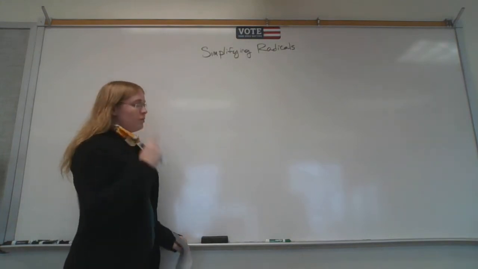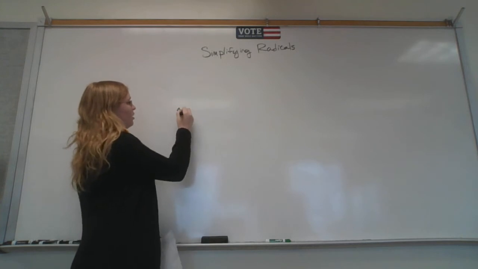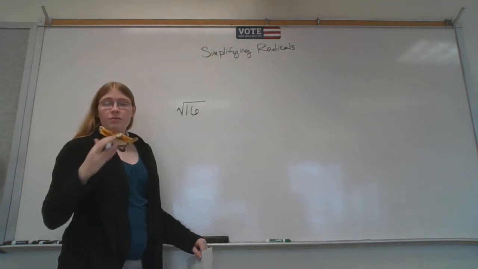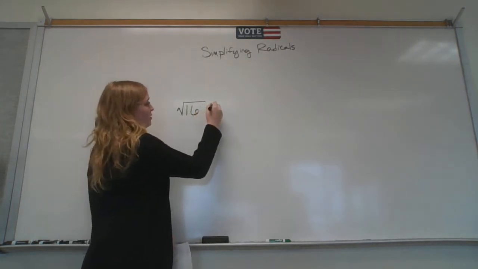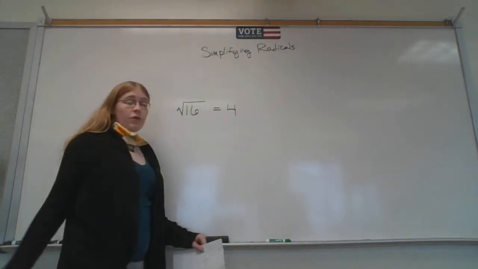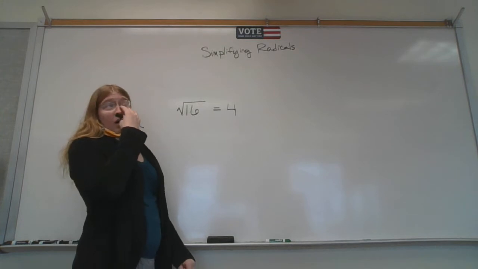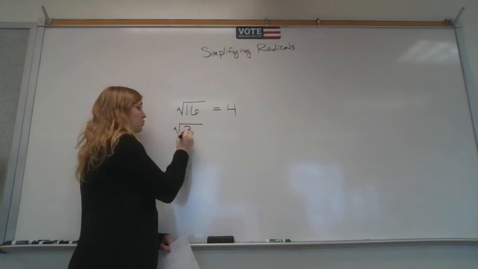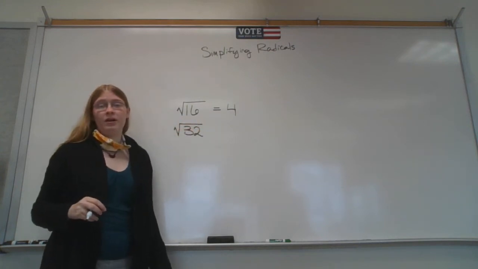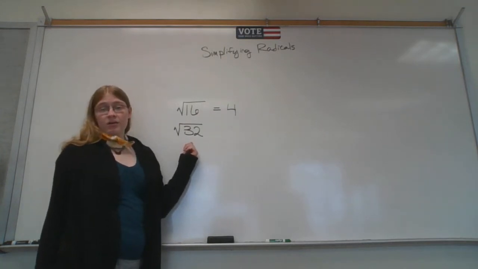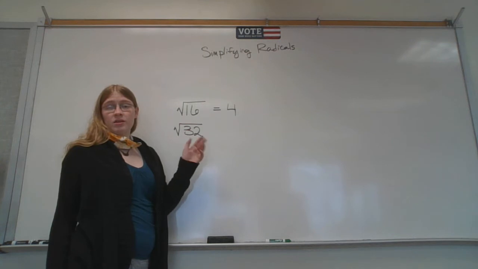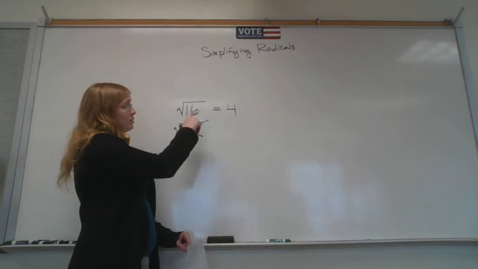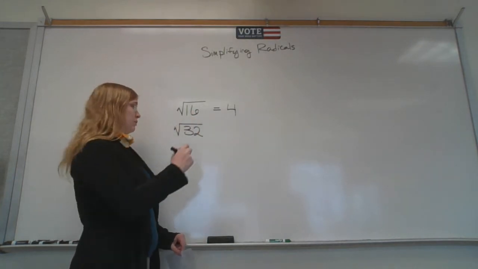Okay, so simplifying radicals. Now, if you saw square root of 16 under a radical, some of you would see that and instantly know that the square root of 16 is 4. But if you saw something like square root of 32, now 32 is not a perfect square. No whole number squared equals 32. But we can simplify 32 from knowing that 16 times 2 is 32.